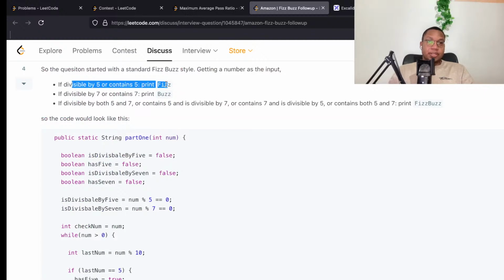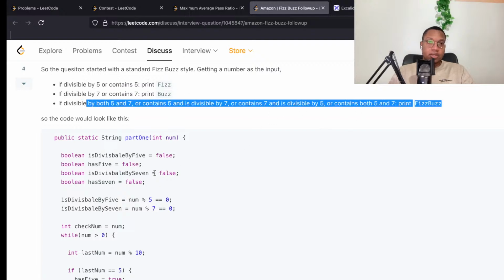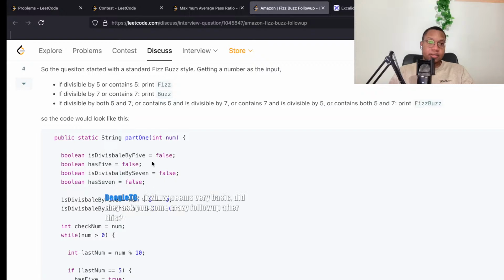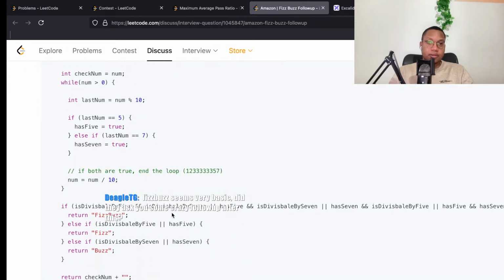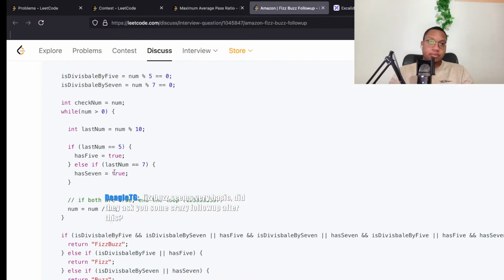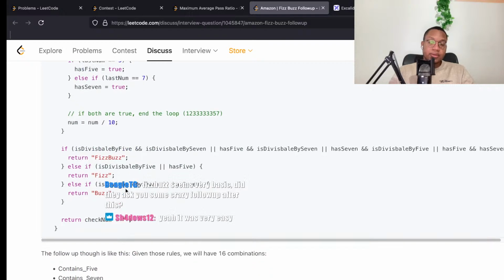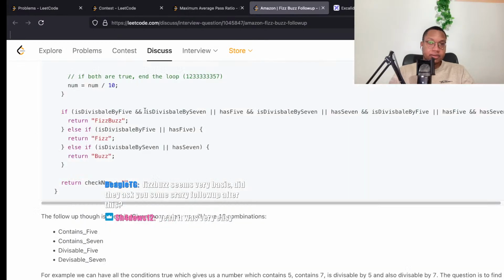If divisible by 5 or contains a 5. If divisible by 7 or contains a 7. You should have a set for this part though. And you should also convert the number into a string, and then use a set to check if it has a 7 or something.